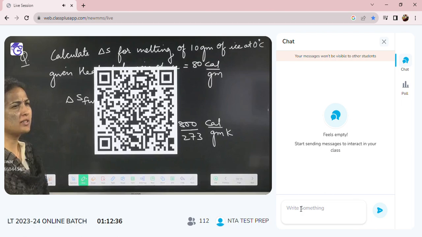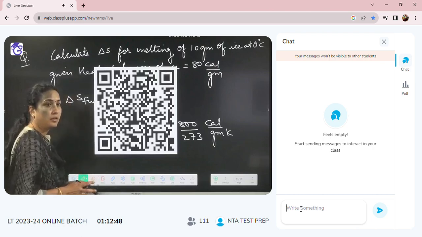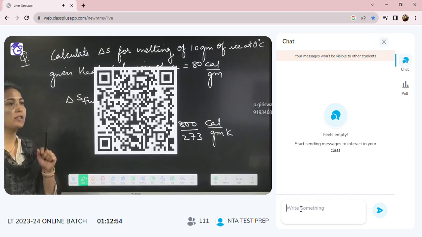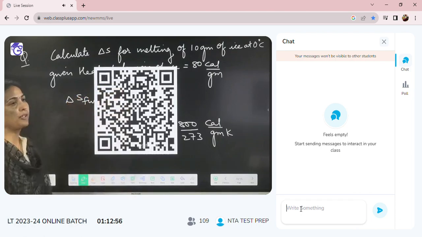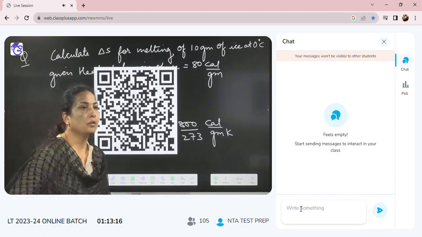What you didn't understand, Sai? What is the trouble there? Why have I multiplied by 10? I have given you fusion. For 1 gram it is 80 calorie. How much you have to find out? For how much? You have to find out for 10 gram. So that's the reason. Total enthalpy there. So 10 into 80 you will do. Divided by what is the temperature there? Temperature is 0 degrees Celsius. You never take 0 degrees Celsius. You convert it into Kelvin. Right? Fine. Hopefully everybody has done this.